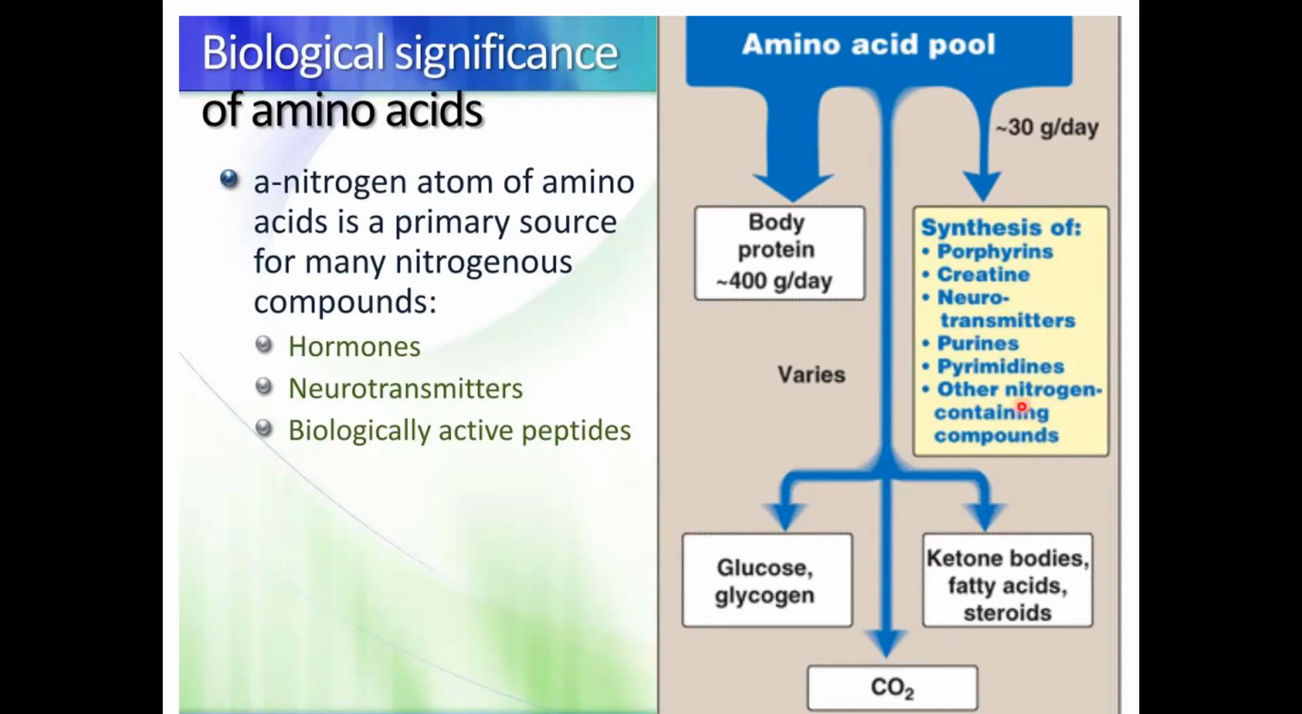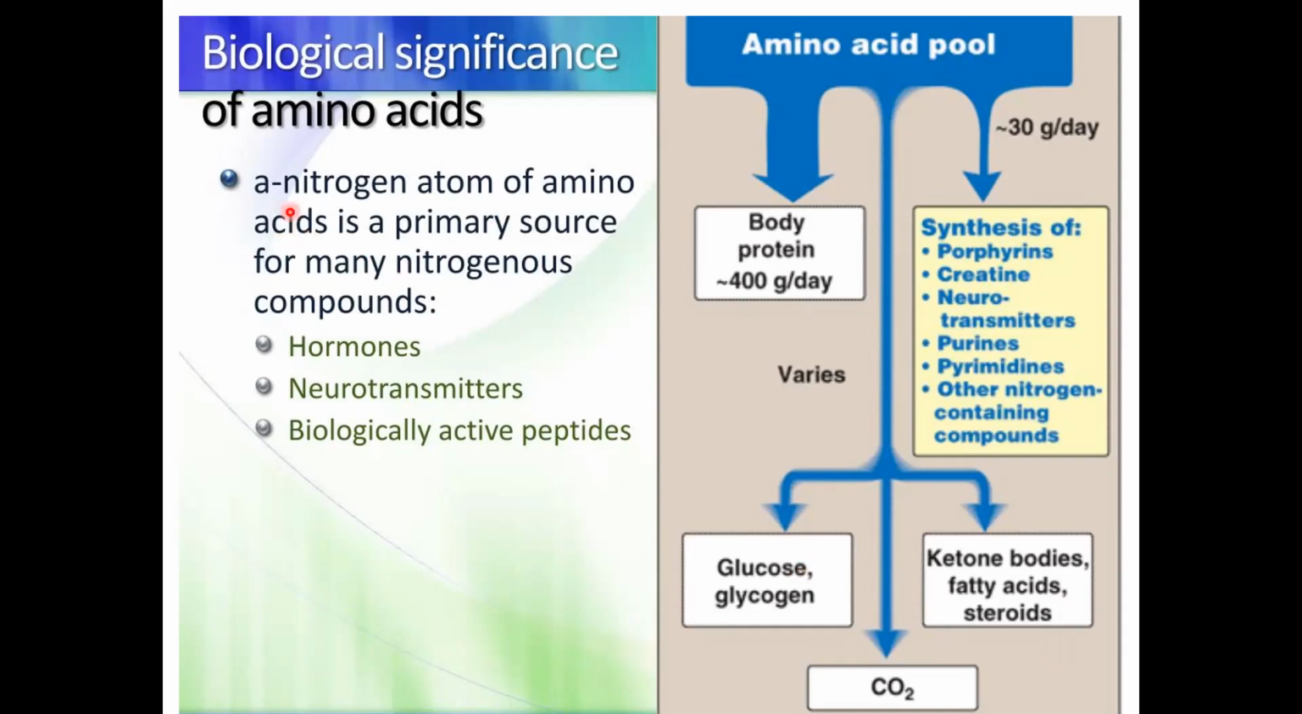So all amino acids are utilized throughout the body, and still others are going to form glucose or glycogen. So they are known as glucogenic amino acids, and some are going to form ketone bodies. So these are ketogenic amino acids.